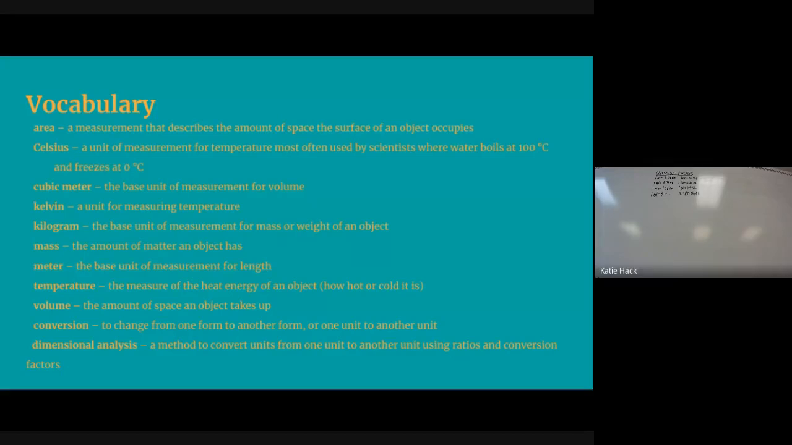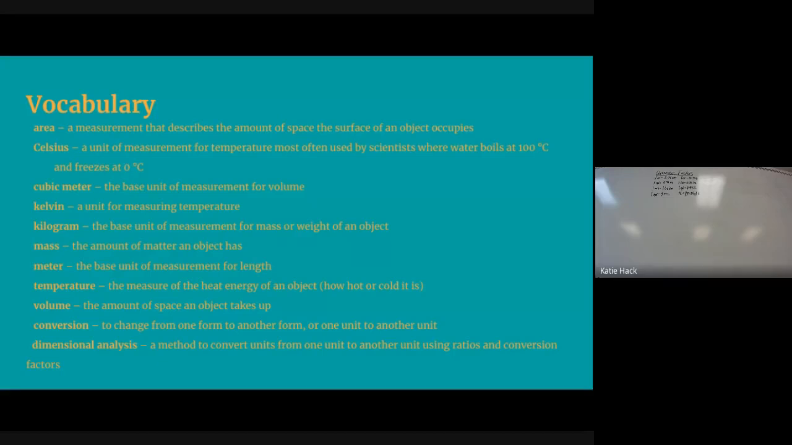Temperature is a measure of the heat energy of an object. Volume is the amount of space an object takes up, okay? So now let's go back to volume. It also has a formula. You can find the volume by multiplying the length times width times height of regularly shaped objects. If you have an irregular shaped object, you can measure its volume by the displacement of water.